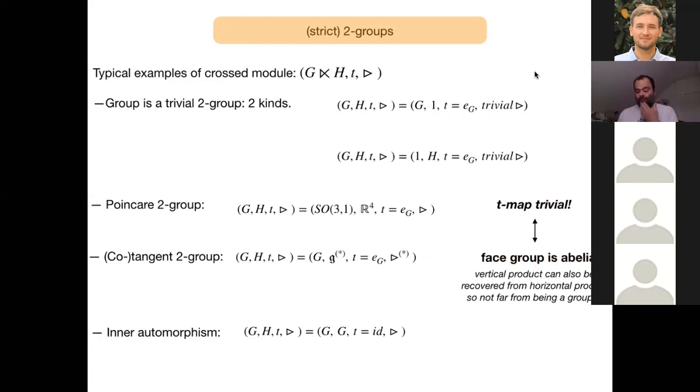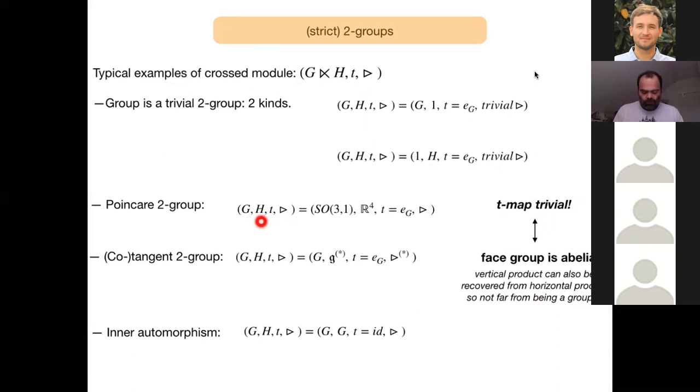And it also implies that the vertical product that we are defining is not so far away from the horizontal product. So when we deal with T-maps which are trivial, a mathematician probably will not agree, but for practical purposes, this two-group is not far from being a group. And we're going to see that later on. So these are the trivial examples.